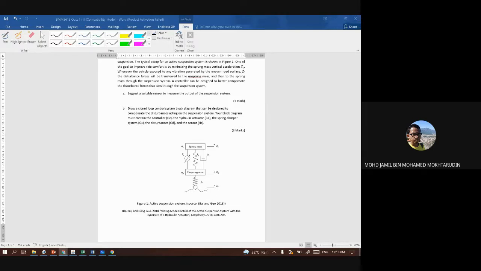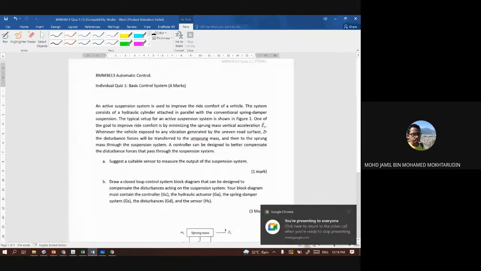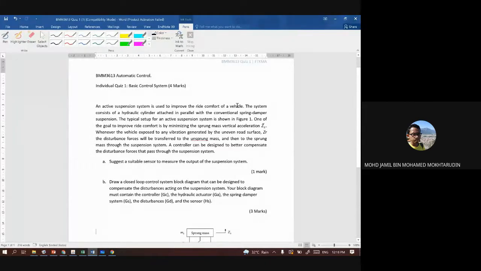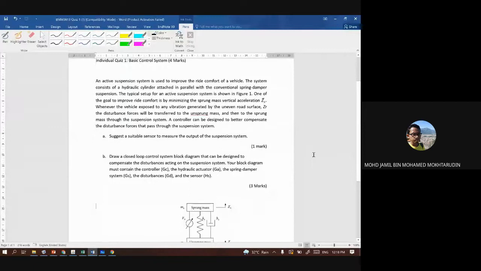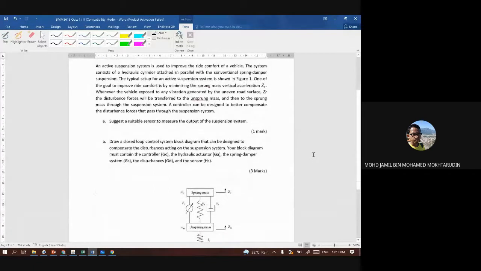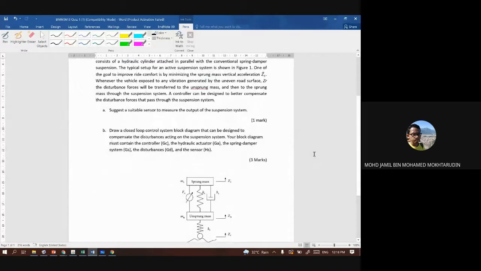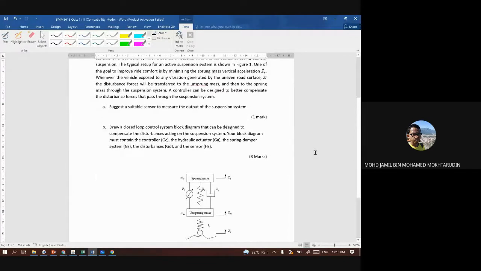Okay, so question for quiz 1. An active suspension system is used to improve the ride comfort of a vehicle. The system consists of a hydraulic cylinder attached in parallel with the conventional spring damper suspension. The typical setup is shown in figure 1. One of the goals to improve ride comfort is by minimizing the sprung mass vertical acceleration, ZS double dot.